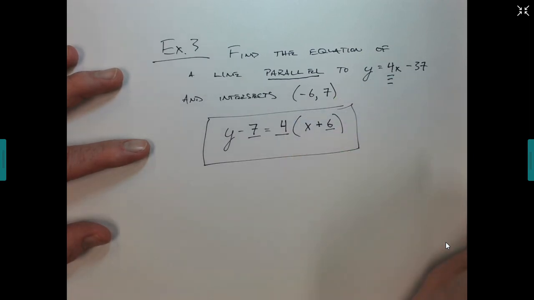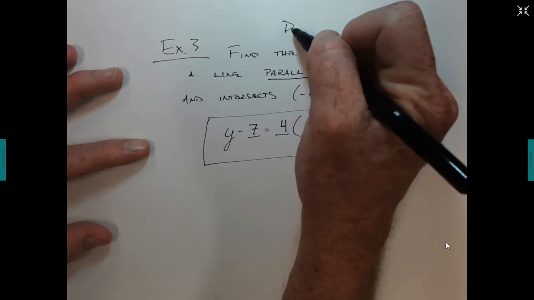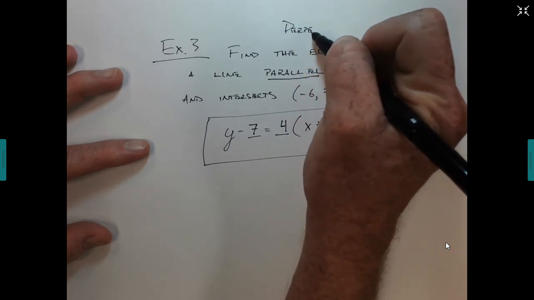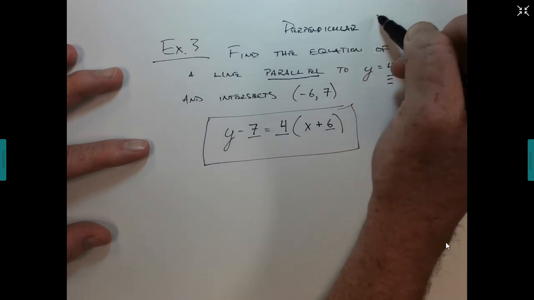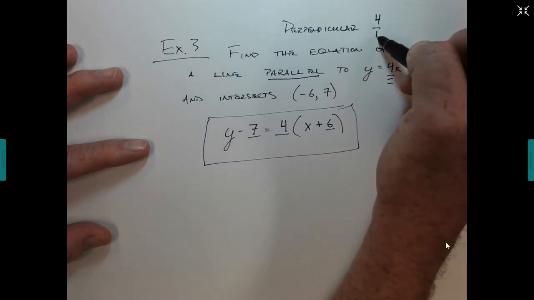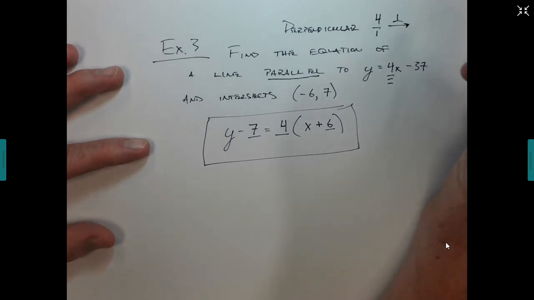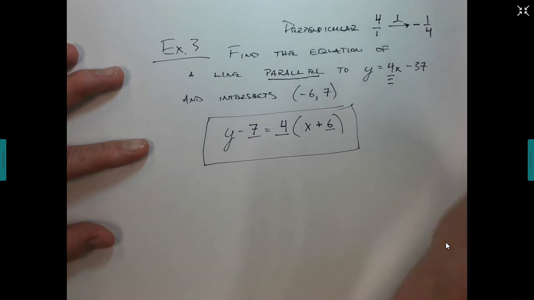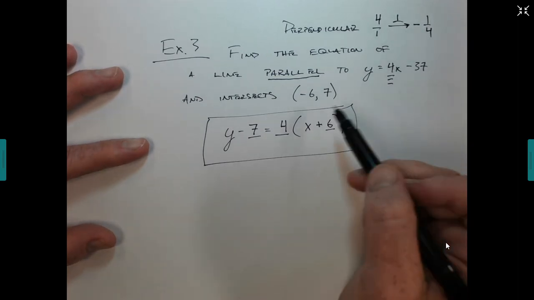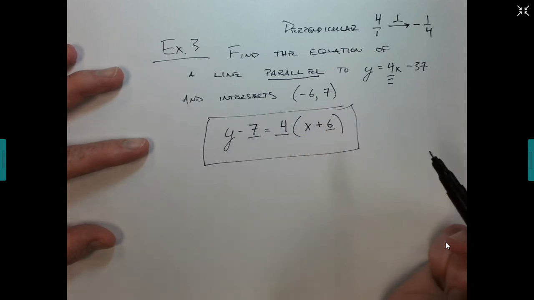And I'd be done. Just realize if that had said perpendicular, I would have to convert the slope of 4/1 into a perpendicular slope. Perpendicular slope would be the opposite reciprocal. So I just would have used -1/4 instead of 4, but I still would have used that point.